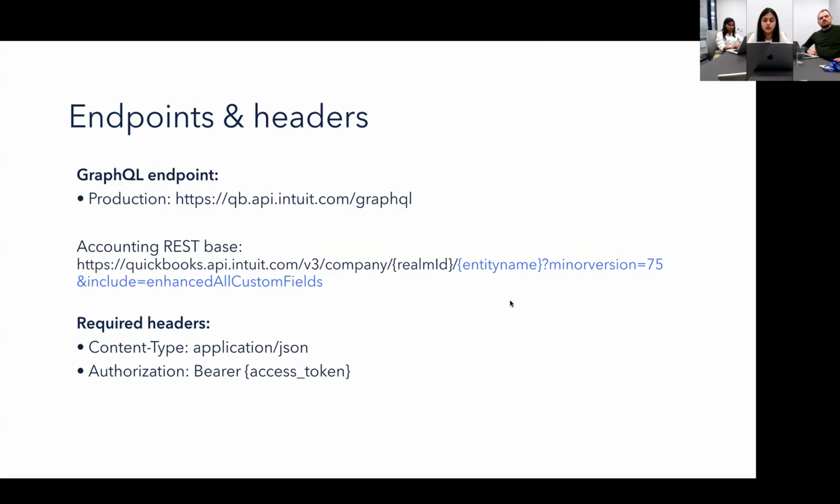So ensure that you are appending this in your accounting REST API endpoint for the entity that you want to create. Moving on to the required headers, you would need to specify the content type as application JSON. And for the authorization header, you would be appending the access token that you received post the authorization flow with the bearer keyword.